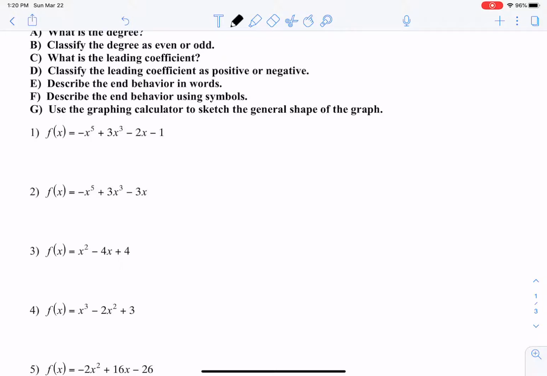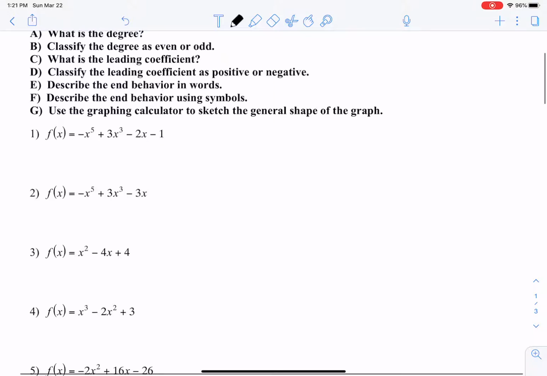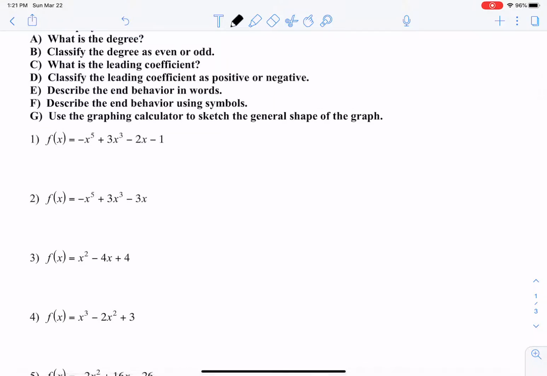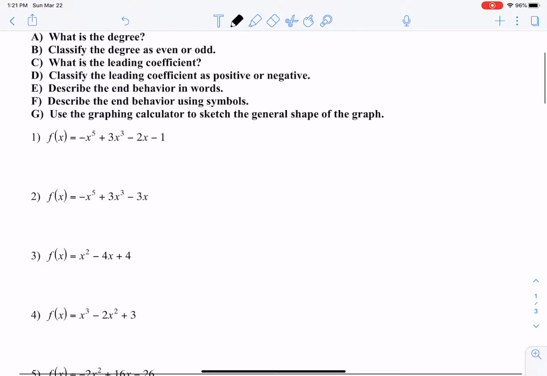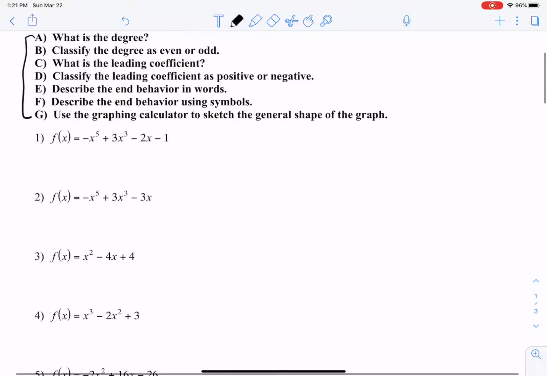Okay, so I'm gonna do a couple examples from your independent practice for this week to make sure that we're all on the same page. You are responsible for the odd problems on this worksheet, and you're asked to answer a series of questions A through G up here. So I'm gonna work on a couple evens for you to make sure you understand what is being asked of you.